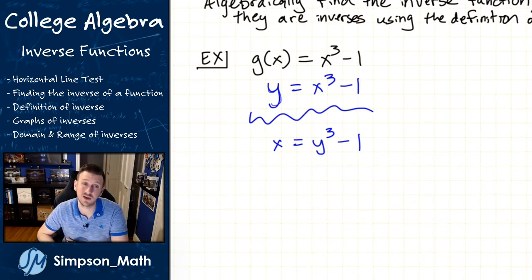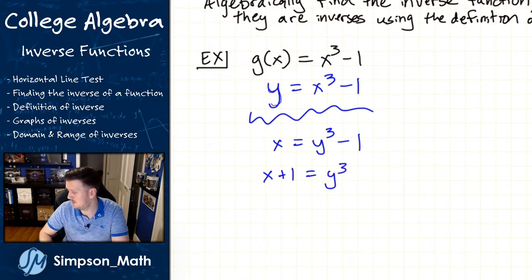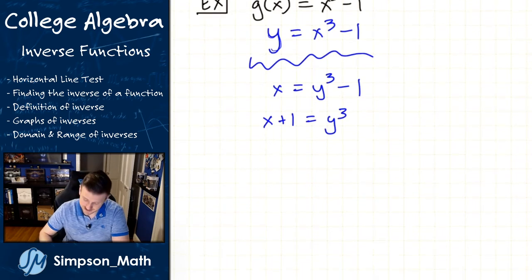So is it the 3 or the negative 1 that's freer to move? That negative 1 is freer. It is the addition or subtraction. So let's add the 1 to the other side, and I get x plus 1 equals y cubed. Then now that cube is ready to go, and we can undo a cube by cube rooting. So I cube root both sides.